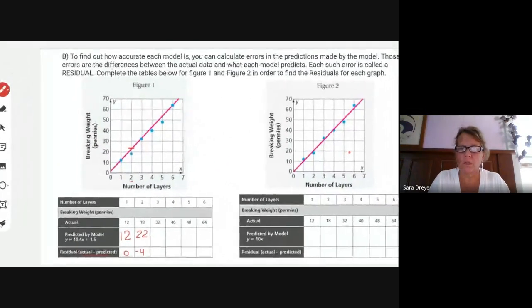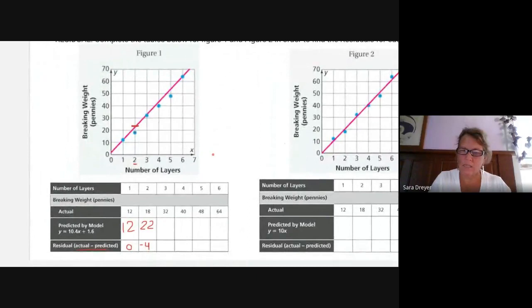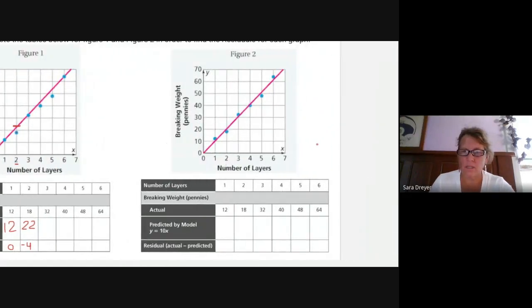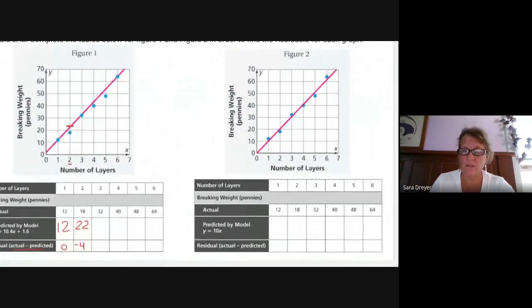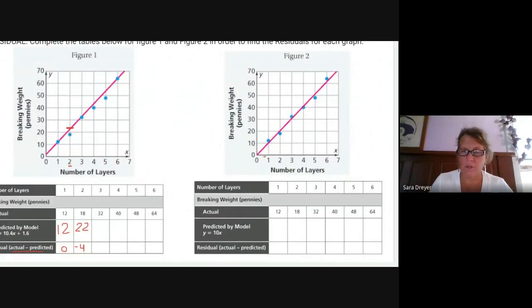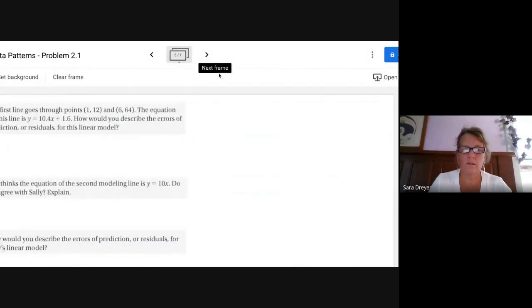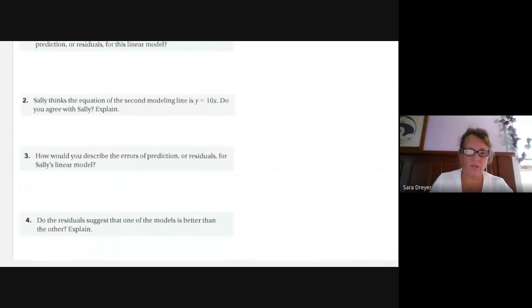So you would actually find the residual. You would complete this table and then find the residual for each number of layers. And then you're going to do the same thing for figure 2, because the mathematical model, which is the line on the graph, is different in each one of these. So you're going to complete the tables for each of those. Then you answer these 4 questions.